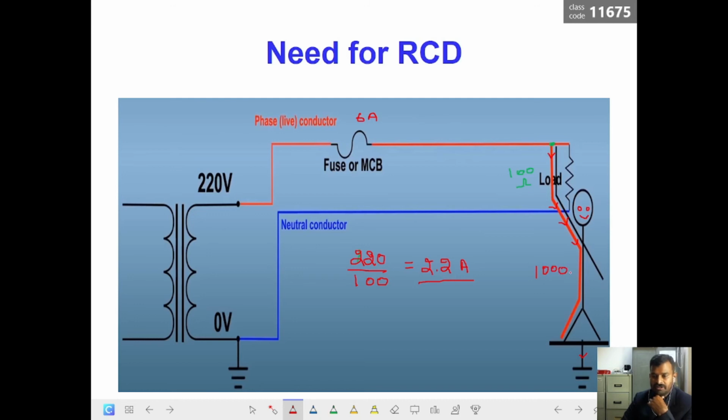It would be different for different human beings and different conditions, whether he is wet or dry, what sort of insulation he has in the hands, what sort of insulation or protective shoes he is wearing, and what kind of floor he is standing on. Based on that, the total resistance will change. For example, I have taken this human body as having 1000 ohms of resistance, and now the current which is going through this human body.